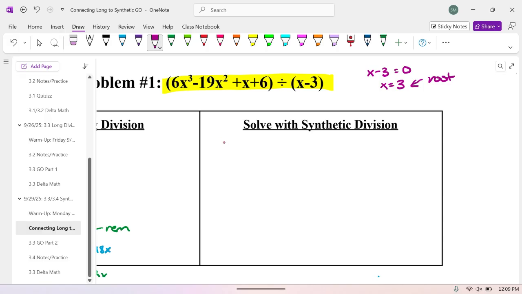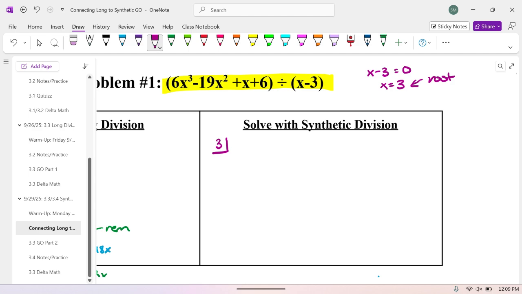So the first thing you want to do with synthetic division is find that root, because you're going to put it in a little box up in the top left. Now, the next thing you want are the coefficients of your big polynomial, but you also need to make sure that all the degrees are represented. So in other words, all the exponents from 3 to 0 are represented.